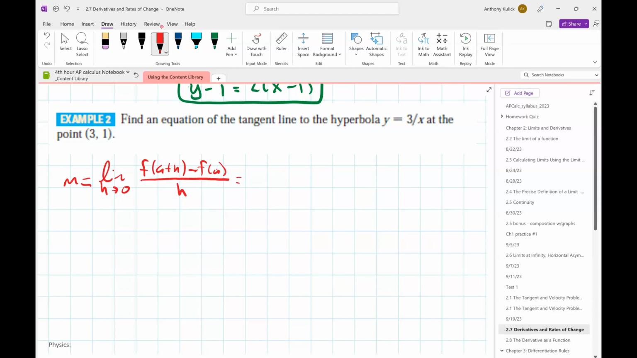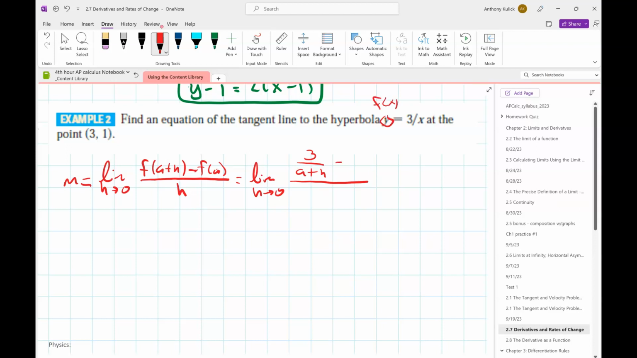So just start with my generic formula. Again, I notice if I do direct substitution, that's always just going to be 0 over 0 at that point. So I know I got to do stuff. What is f of a plus h going to be? 3 over a plus h. Remember that y is my f of x.